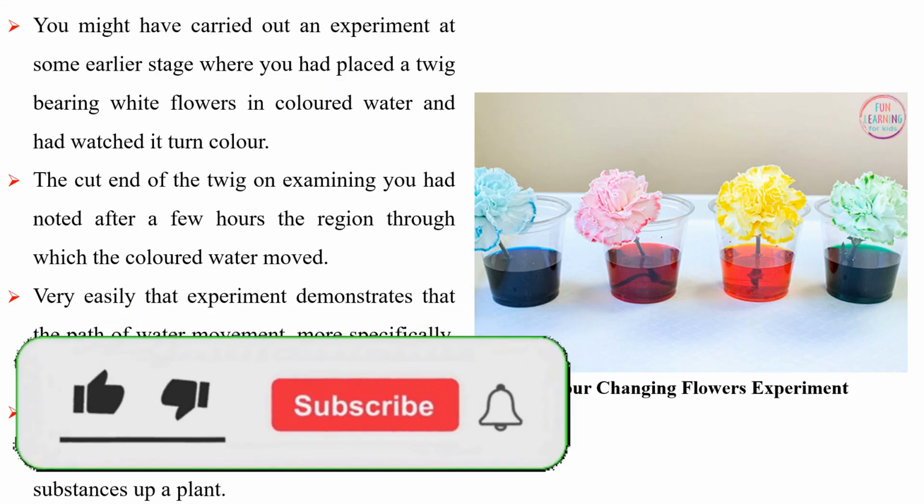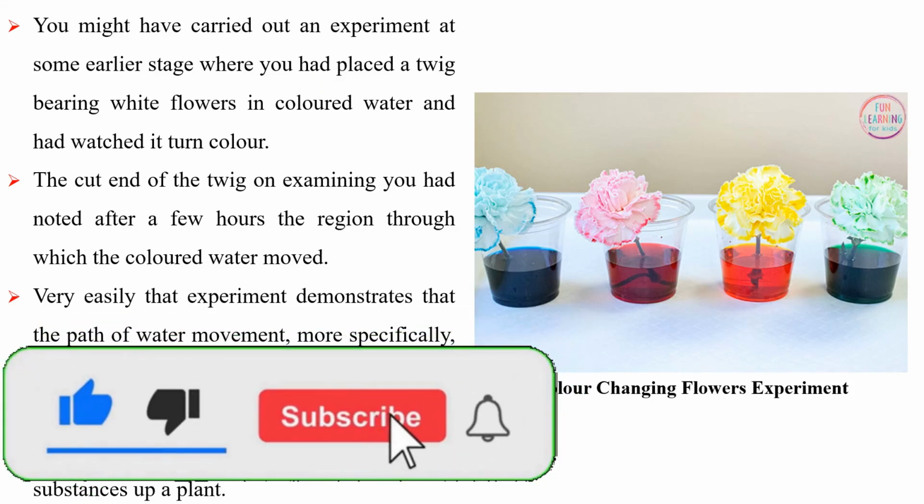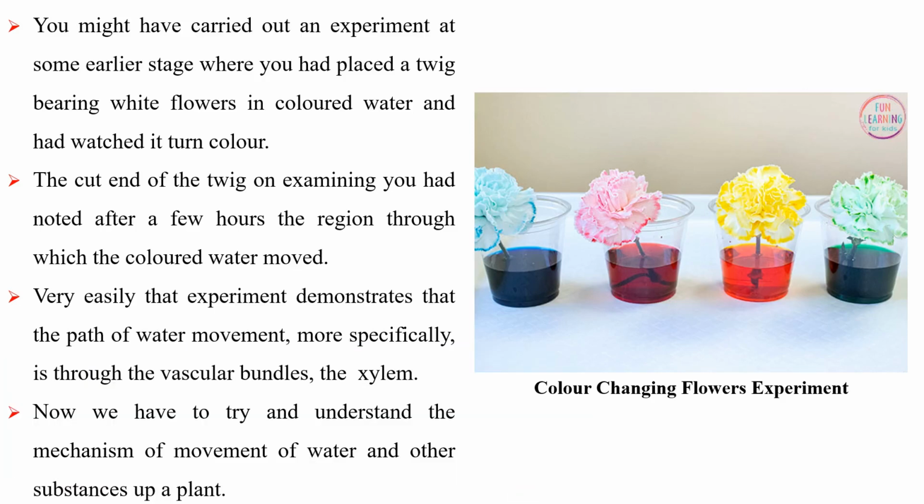You might have carried out an experiment at some earlier stage where you had placed a twig bearing white flowers in colored water and had watched it turn color. The cut end of the twig, on examining, you had noted after a few hours the region through which the colored water moved. Very easily, that experiment demonstrates that the path of water movement, more specifically, is through the vascular bundles, the xylem. Now we have to try and understand the mechanism of movement of water and other substances up a plant.